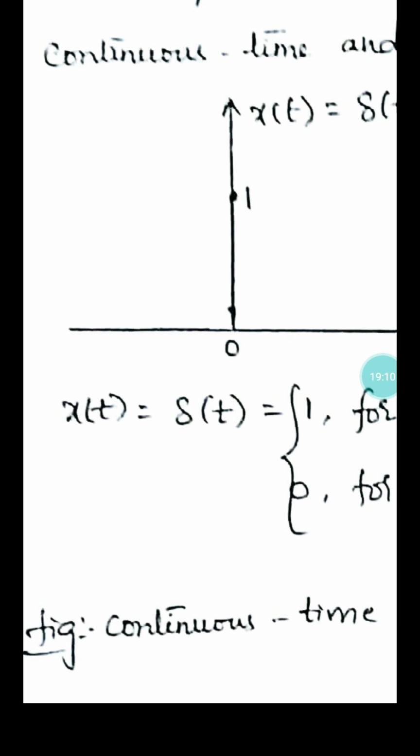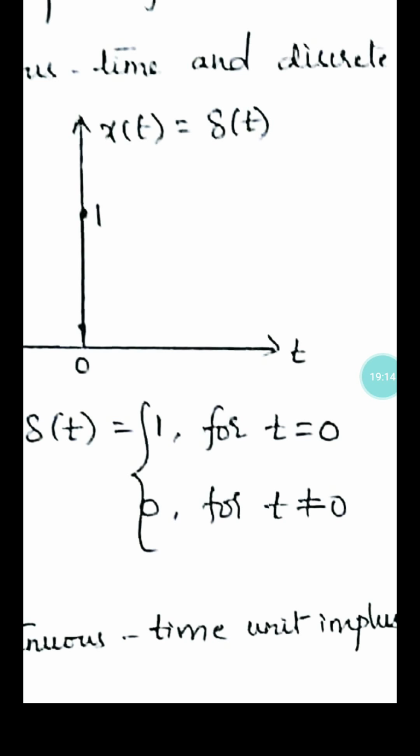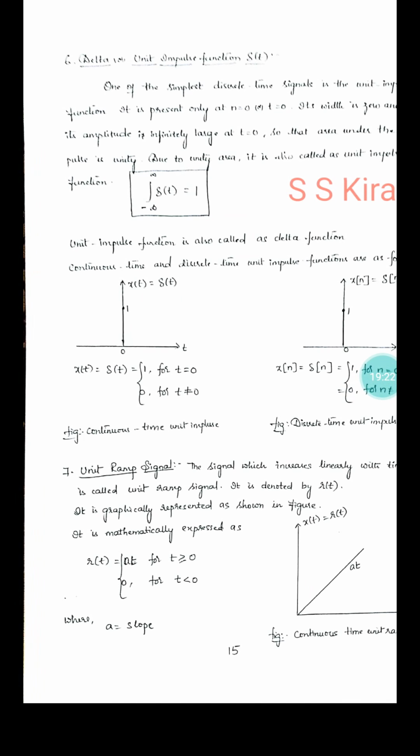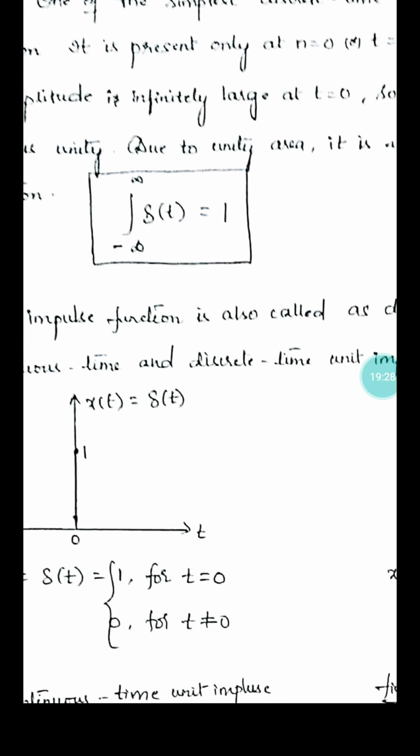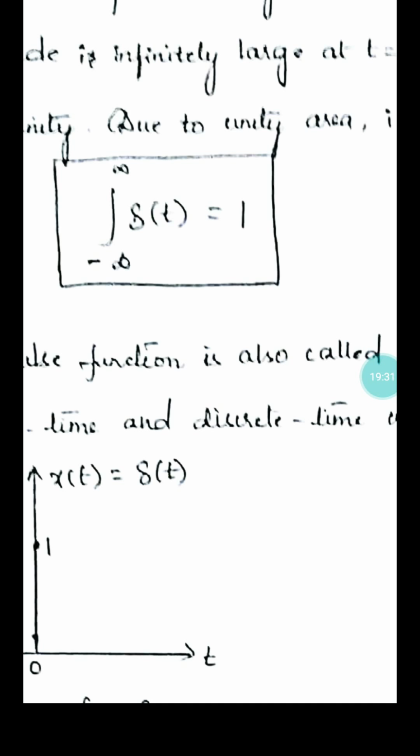X of t equal to delta of t equal to 1 for t equal to 0. For t not equal to 0, delta of t equal to 0. This is the delta or unit impulse function. The mathematical expression is the integral from minus infinity to infinity of delta of t equal to 1.